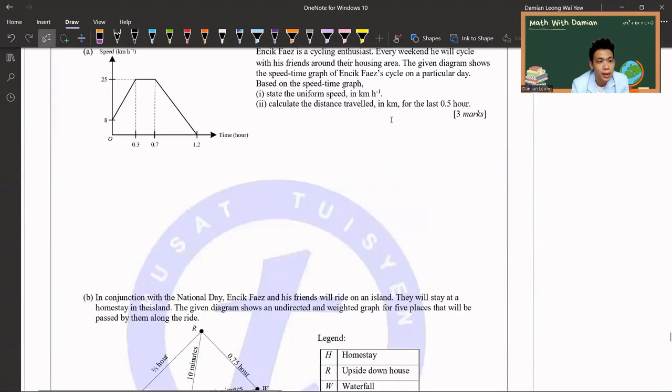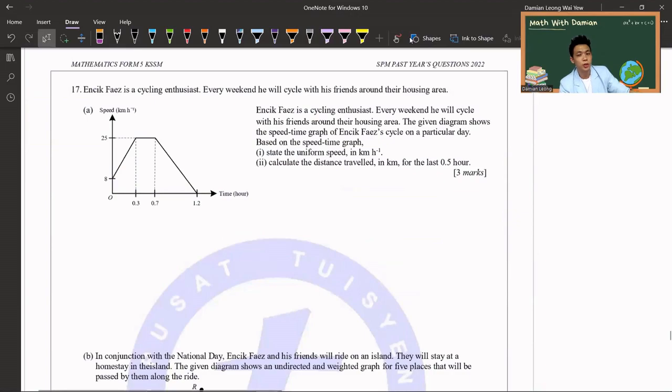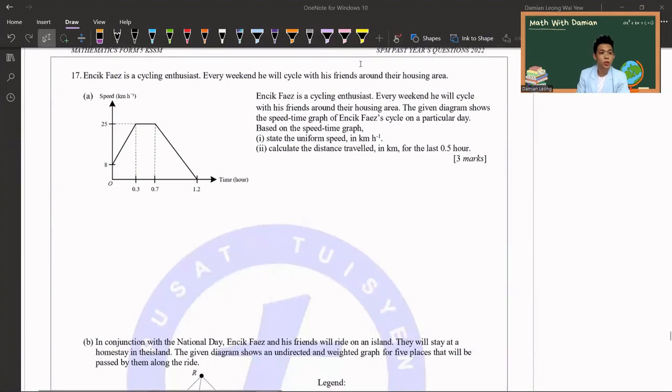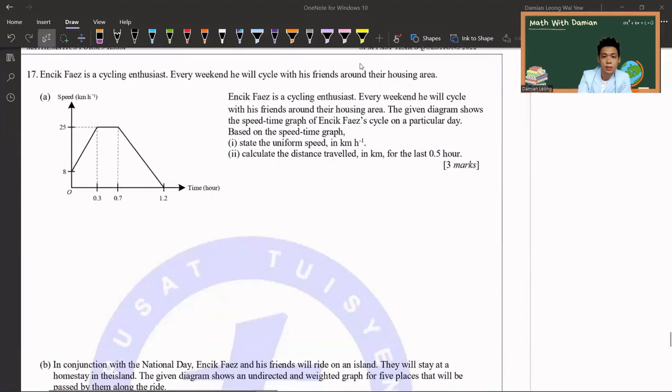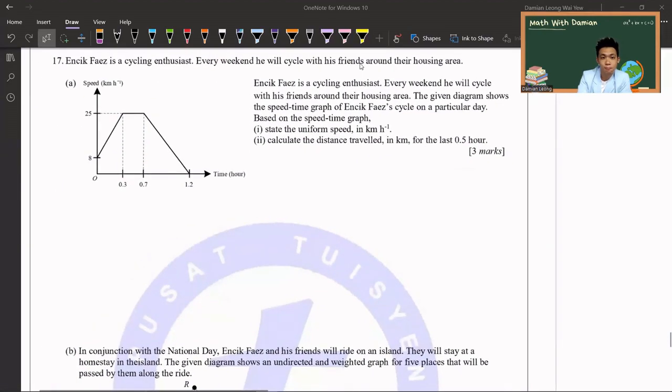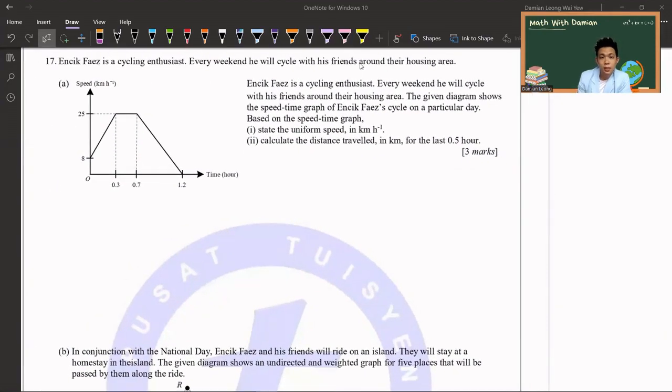Okay. Then the last question from this paper. Question 17. So Injik Faiz is a cycling enthusiast. Every weekend, he will cycle with his friends around their housing area. The given diagram shows the speed against time graph of Injik Faiz's cycle on a particular day.